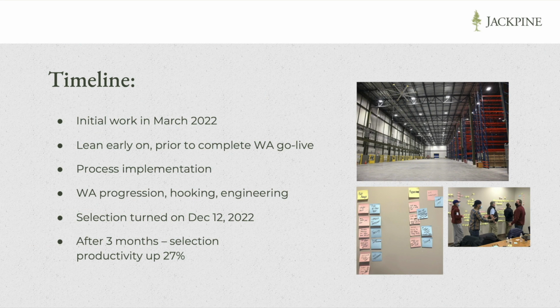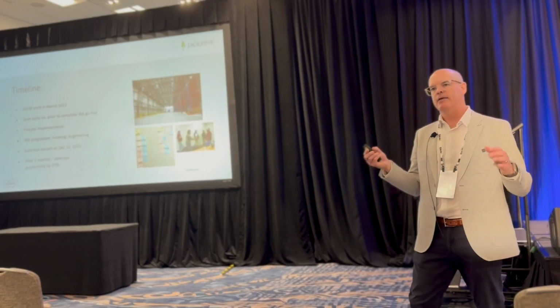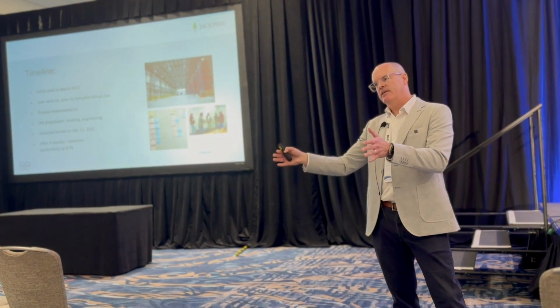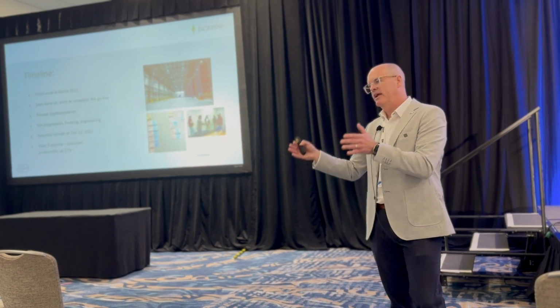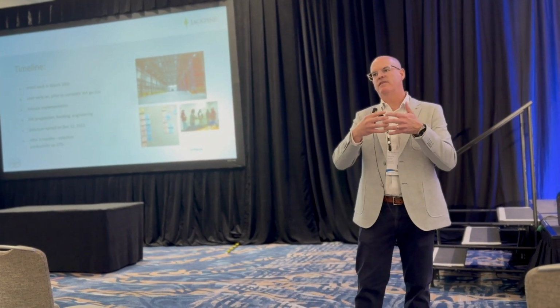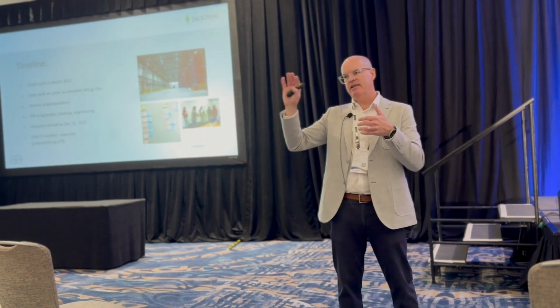Timeline, we started work in March of 2022. We did lean early on and helped complete out the WA rollout and cleaned up the WA processes quite a bit. Did the process implementation, got WA rolling, hooking from WA to LA. Labor Advantage itself is its own system. That's why you can port it to Edge and 3PL. It's built as a complete standalone system. When you build it with WA, it's typically on its own server.